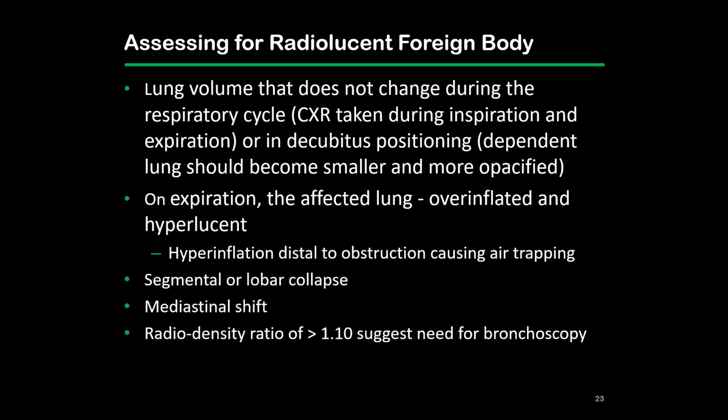You may also see some segmental or lobar collapse, depending on where the foreign body is. You may see some mediastinal shift as you start to get more air trapping. It may shift the mediastinum, and also a radiodensity ratio of greater than 1.1 suggests the need for bronchoscopy.